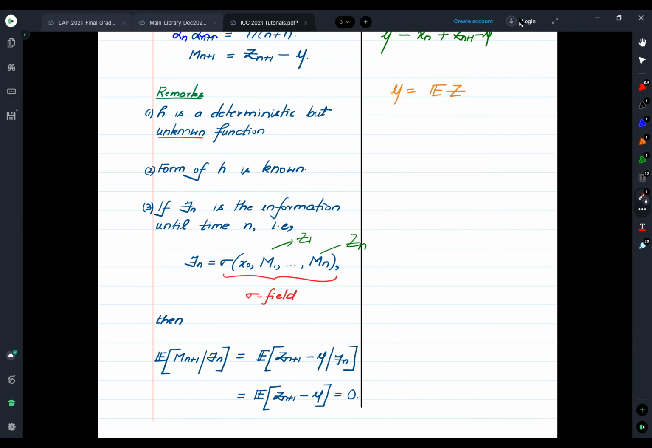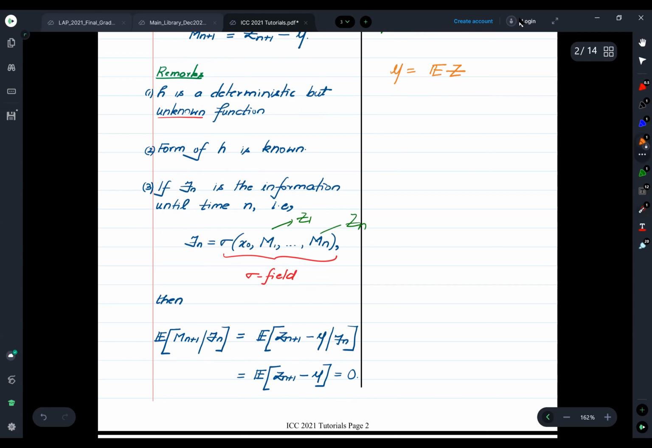Right, however, since we have assumed that z1, z2, z3 and so on are IID copies, the expectation of this conditioned on fn will not depend on this fn. So I can remove this conditioning and write it simply as expected value of Zn plus 1 minus mu. And by linearity of expectation, this will equal expected value of Zn minus expected value of mu. Now mu is a constant. However, Zn plus 1 has the same distribution as Z, and consequently its expected value will be mu, and consequently this has to be 0, right?